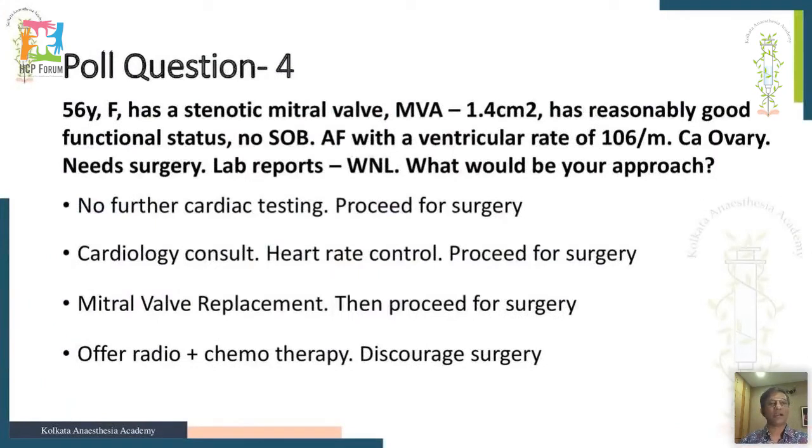Okay. So this is a 56-year-old female who is known to have a stenotic mitral valve. The recent echocardiogram shows a mitral valve area of 1.4 square centimeter and she has a reasonably good functional status. She is not short of breath and does not impair her day-to-day activity. On ECG, you find that there is atrial fibrillation with a ventricular rate of 106 per minute. She's got a CA ovary which needs surgery. The lab reports are normal. What would be your approach?